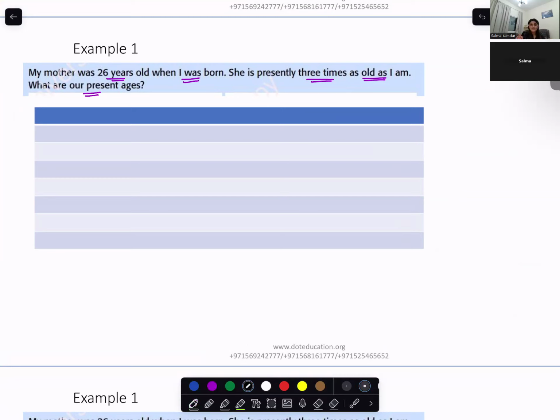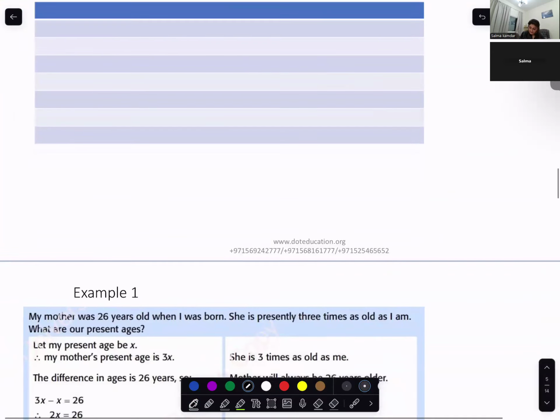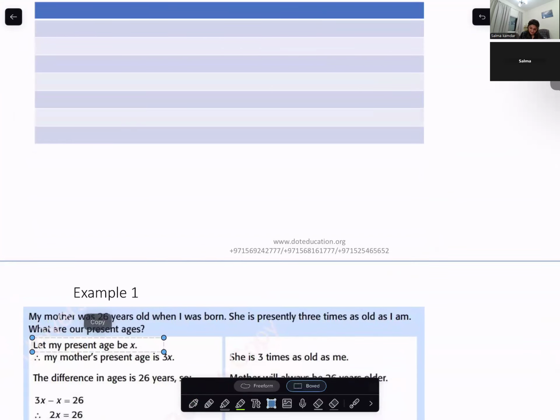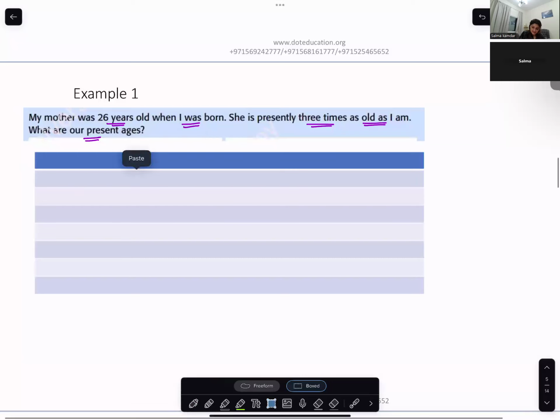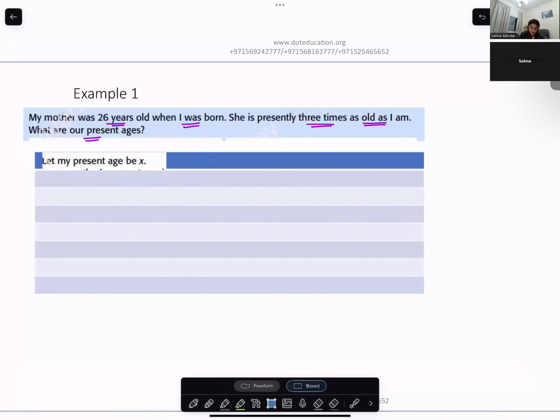So what you have to find, let that be x. So I would say, let my present age be x. Now we make the equation. Mother was 26 years old when I was born. She is presently 3 times as old as I am. So mother's present age is how much?